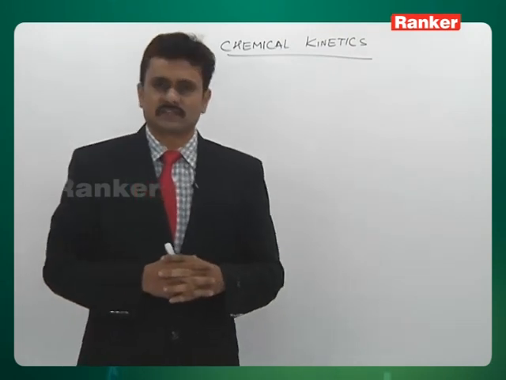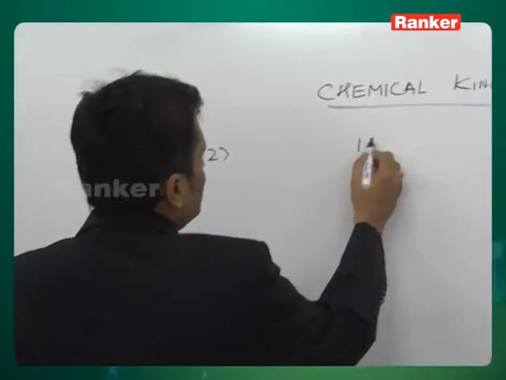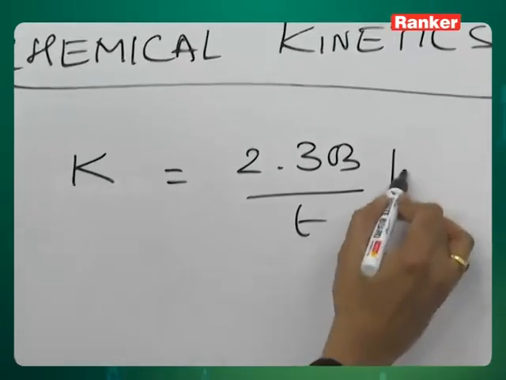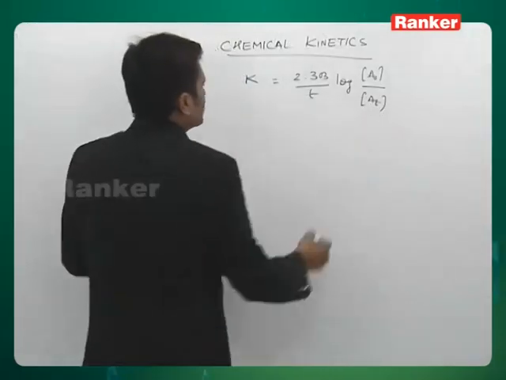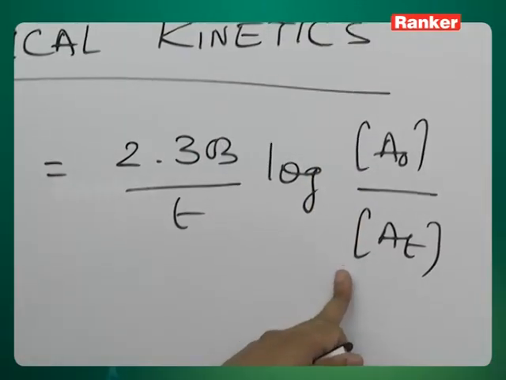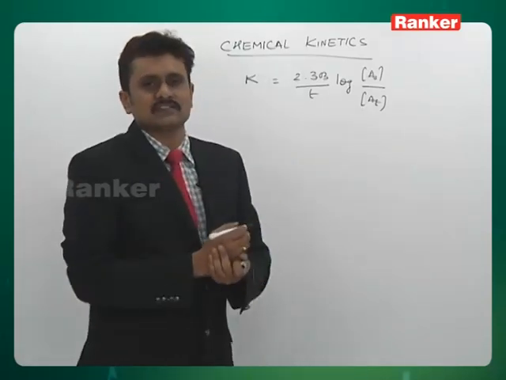Now, the second question is, we have a first order reaction which is 20% complete in 10 minutes. Then you are asked to find the rate constant for the reaction and also the time taken for the completion of 75% of the reaction. So over here we have been given that it is a first order reaction. As far as a first order reaction is concerned, the integrated rate law clearly suggests that K can be calculated using this expression, where the rate constant is calculated at a stipulated time by using the initial and final concentration of the reactants. Now, it is given that 20% of the reaction is over in 10 minutes.